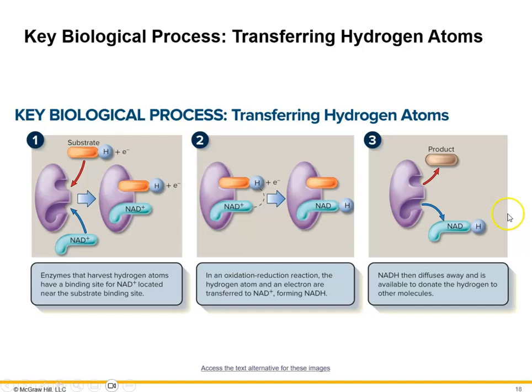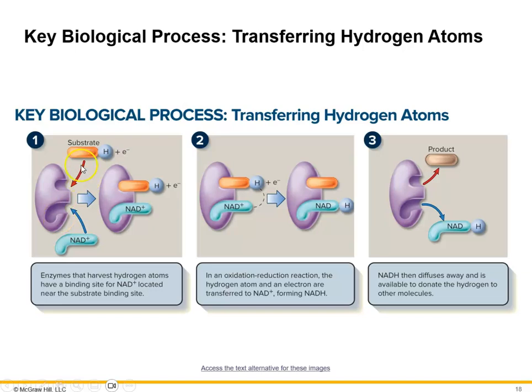This is really helpful because whenever we're transferring these electrons, really what we're talking about is transferring the hydrogen atoms. And this is a useful way to visualize that. So here you can see we've got an enzyme that a substrate is intending to land. The substrate is coming to the active site of the enzyme. There's also this other binding site for NAD+.